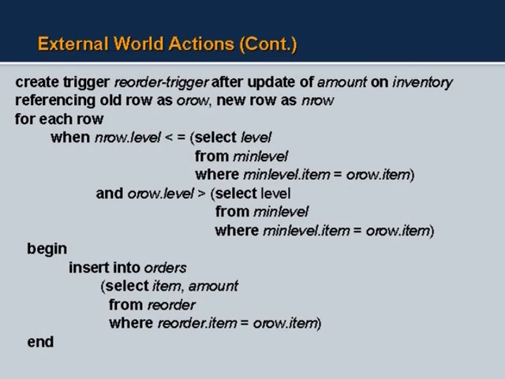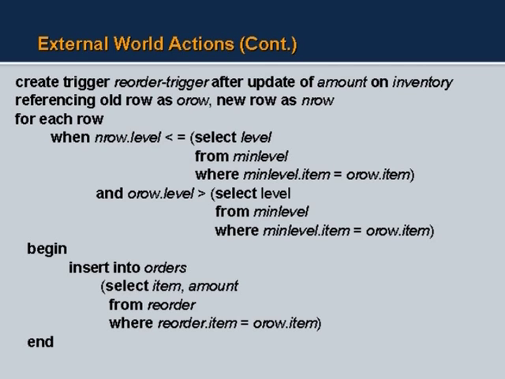So here is this trigger: create trigger reorder trigger after update of amount on inventory. Okay, so whenever you issued an item, the amount is updated, referencing old row as O row, new row as N row, for each row. This is standard syntax.